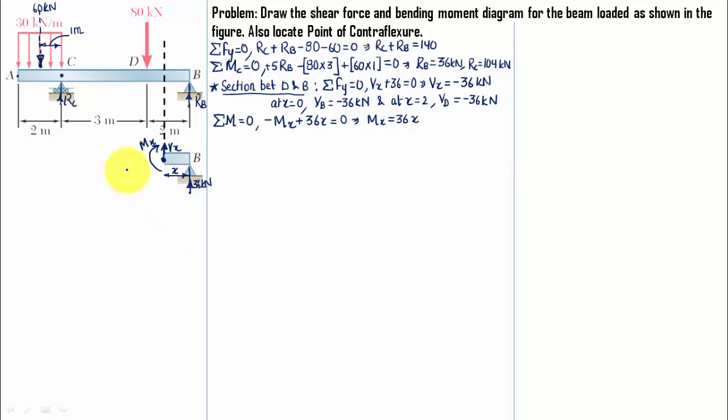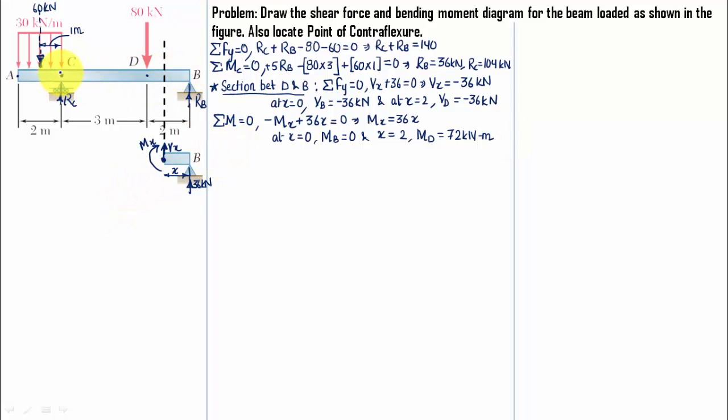So what you need to do in order to find the moment at B is put the value of x equal to 0. At x equal to 0, the value of bending moment at B will be equal to 0, and at x equal to 2, we will get the value of bending moment over here, that is at point D. You just need to put this value in: 36 into 2 is obviously 72 kNm. Well, that's it. So we have worked out the shear force and bending moment values between section D and B.